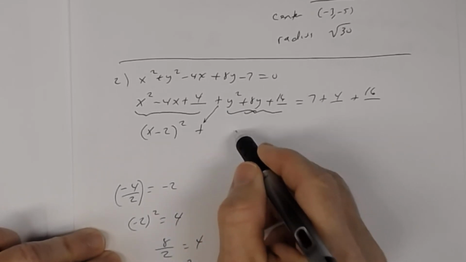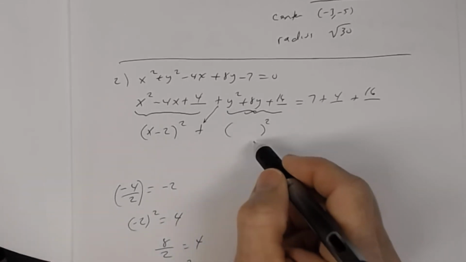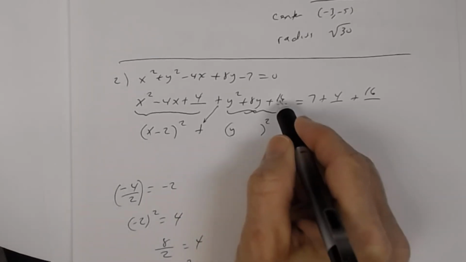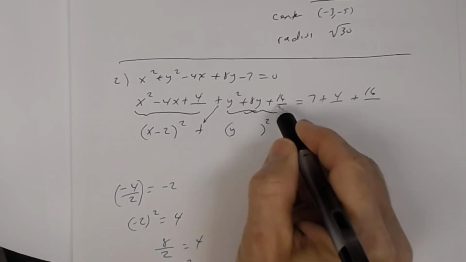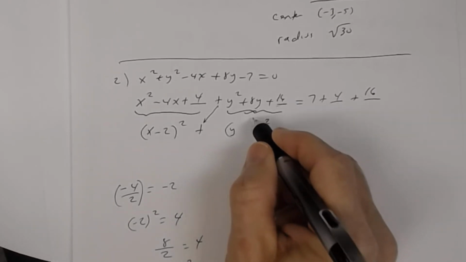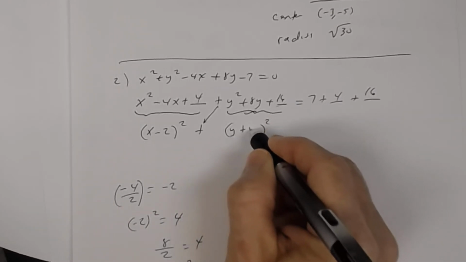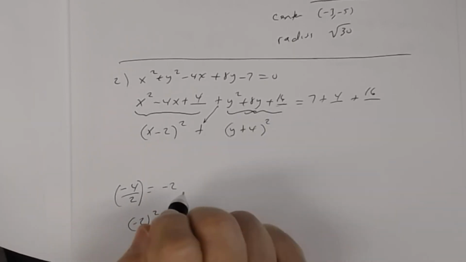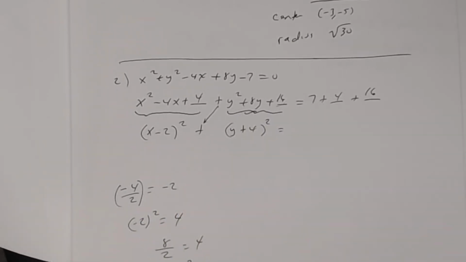So when I factor, I'm going to get a binomial times itself, and it's easy to know what it is. What times itself is 16? Well, 4. And you always use this middle sign, so it'll be y plus 4. And if you multiply this out, you're going to get this trinomial. And then we just use a calculator for the next part.